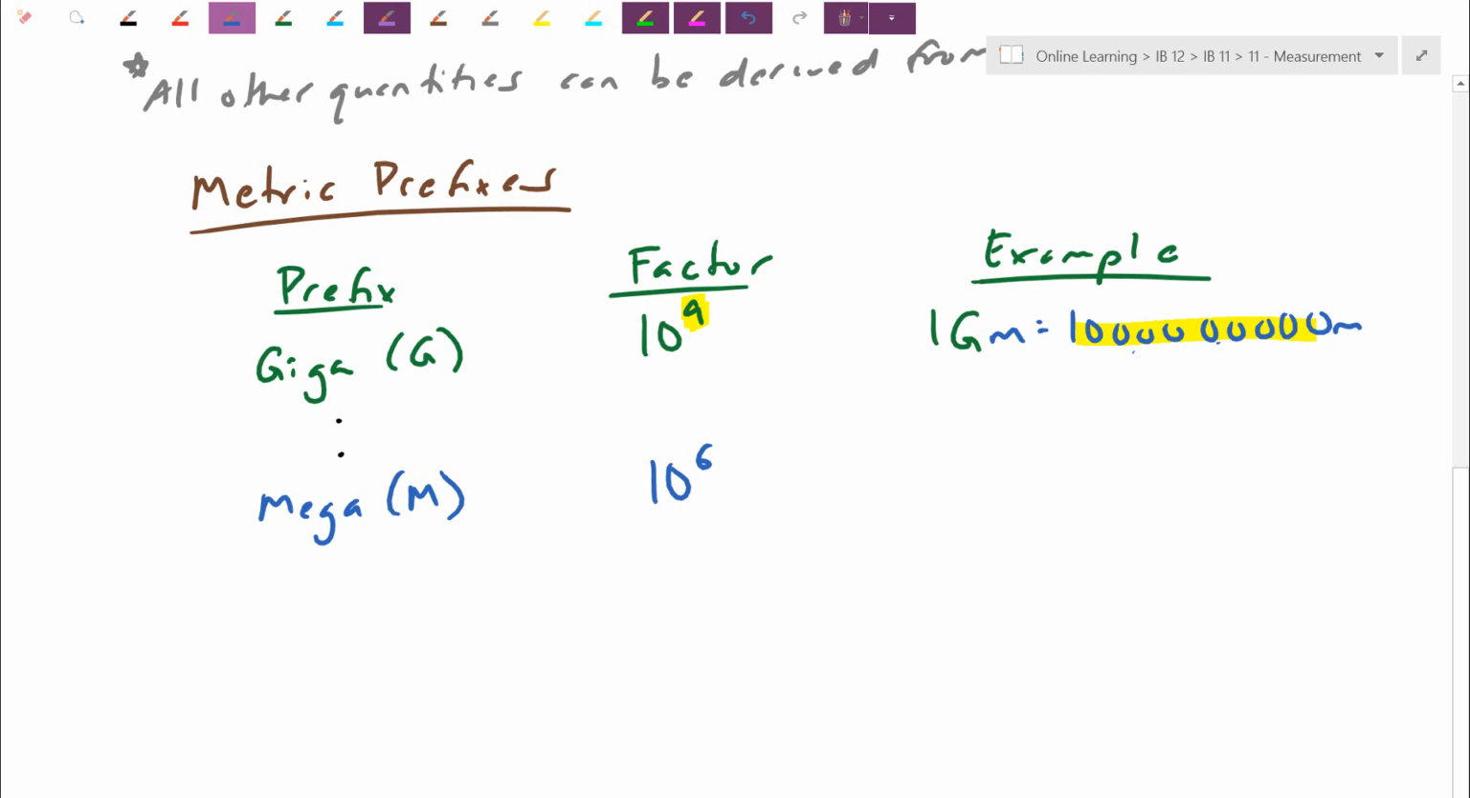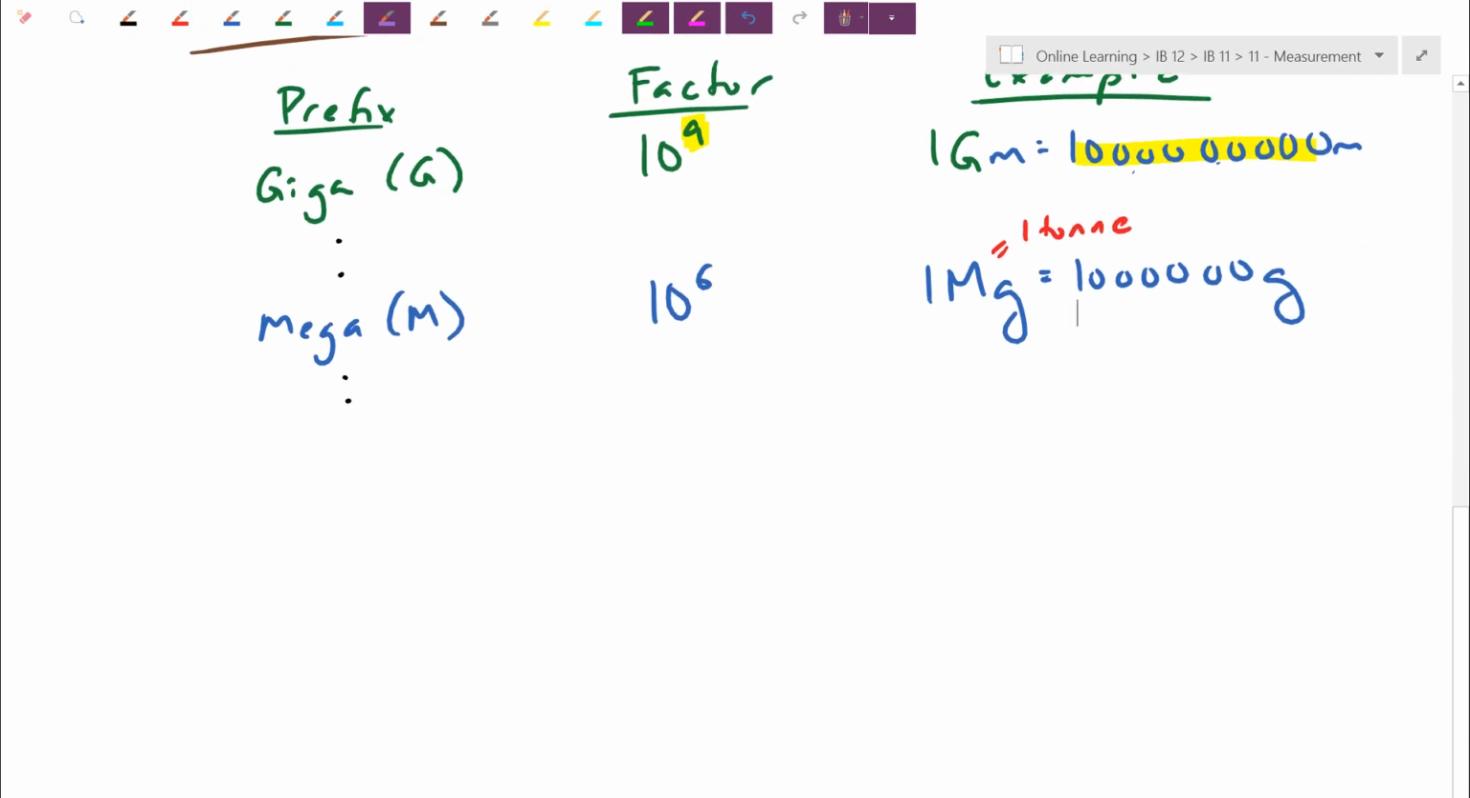Again, I could have mixed and matched this mega with anything from earlier. Let's mix and match it with mass. So let's say 1 megagram instead. Well, 1 megagram here would be equivalent to 1,000,000 grams. Right? That actually, 1 megagram is called 1 ton. So 1,000 grams is a kilogram, and then 1,000 kilograms is 1 megagram, which is called a ton. So there's the mega prefix. Again, there's 2 other prefixes here, 10 to the 5, 10 to the 4. Because we're metric, we're going up and down in powers of 10 here.